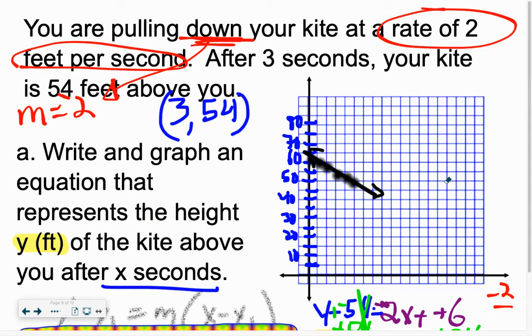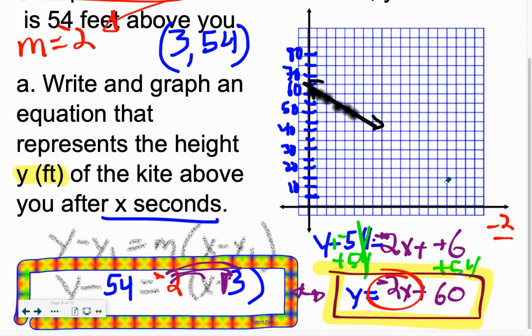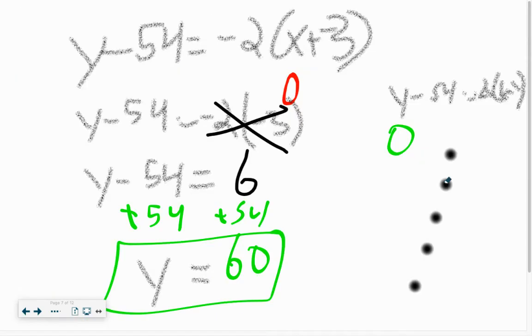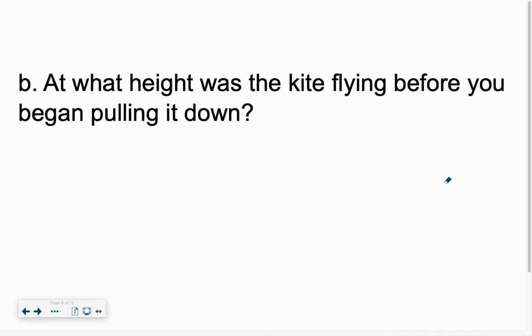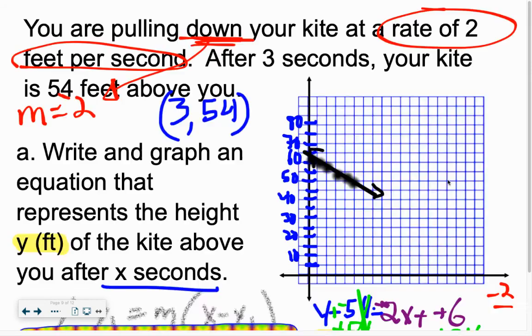When it says to write an equation, write whatever one you want. When it says graph, if it doesn't tell you how, use whatever method you like. Your slope-intercept form down here, your standard form using your intercepts, make a table. The choice is yours. But below this, you can see there's one more thing where it says, at what height was the kite flying before you began pulling it down? At what height was the kite before you started pulling it down?